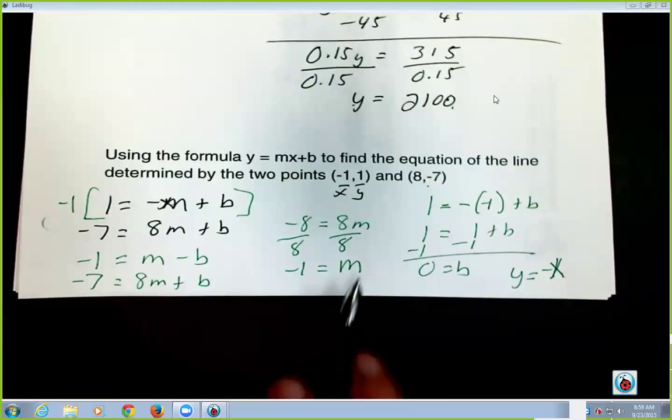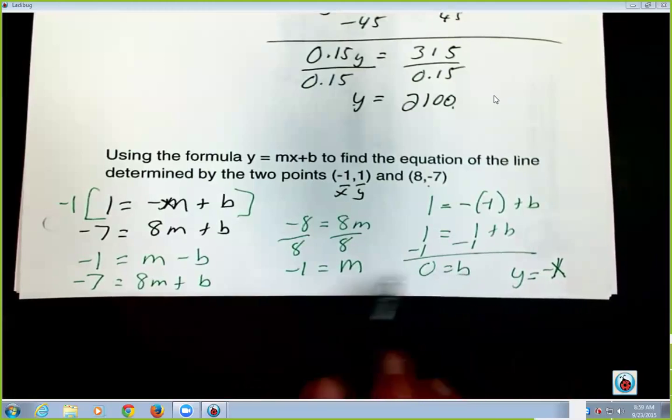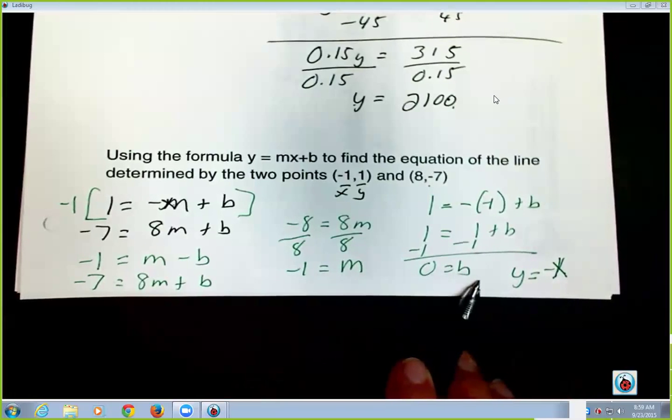So you should have m equals -1 and b equals 0. If you got those, is that what you got for yours? Hopefully. Yes, no, maybe.